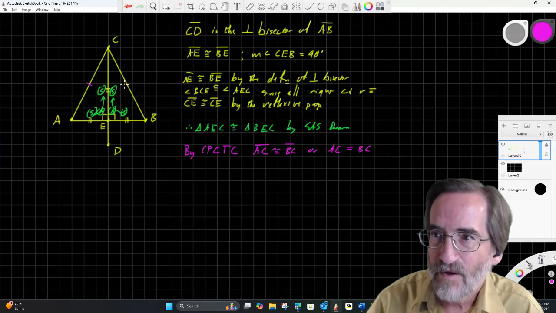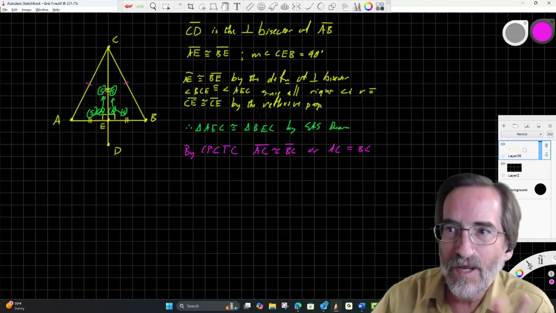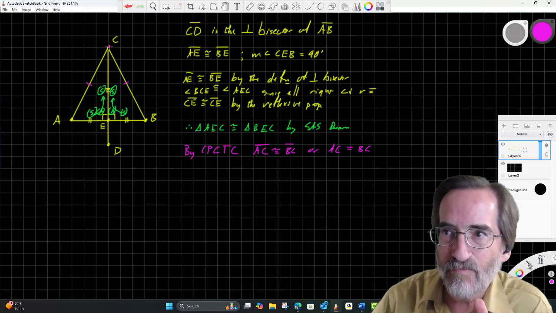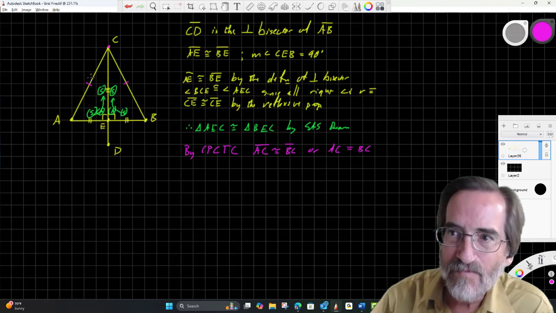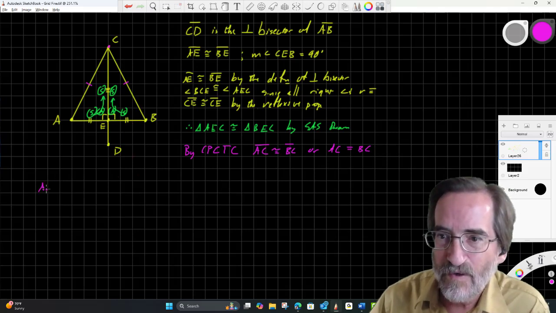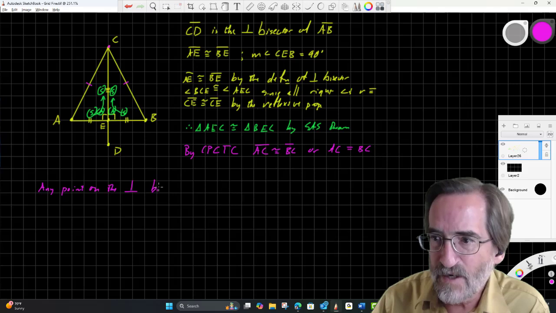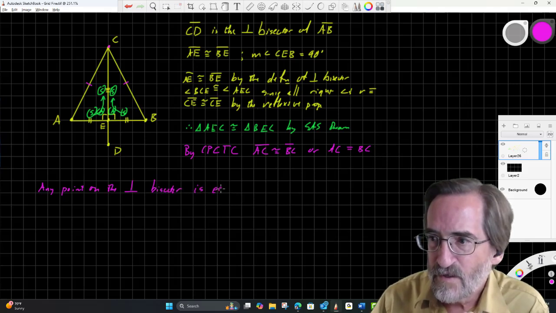And let's see what that means. That means that any point C on the perpendicular bisector of AB is the same distance from C to A as it is from C to B. So here's what we've just proven. Any point on the perpendicular bisector is equidistant from the endpoints.